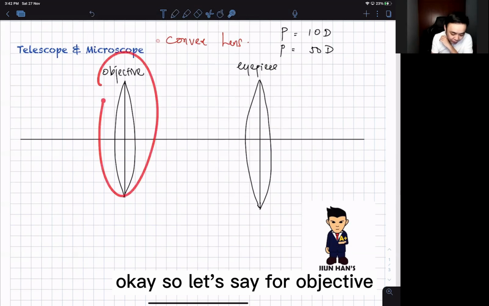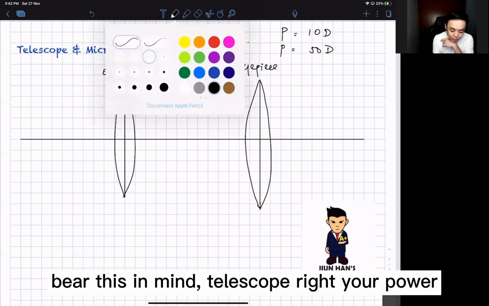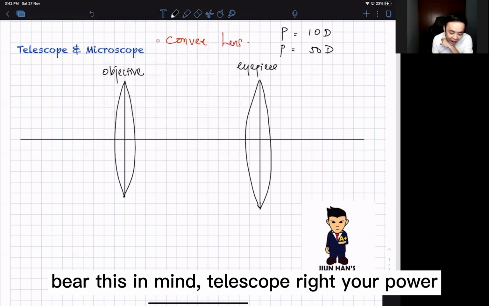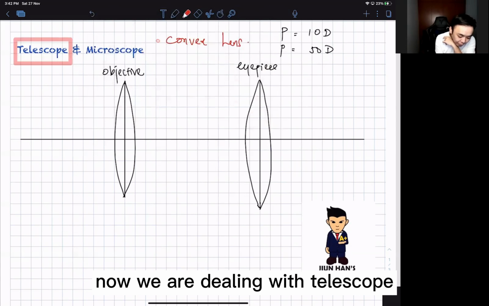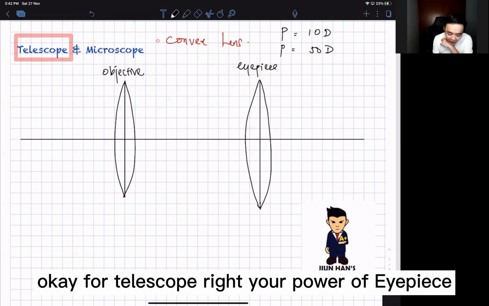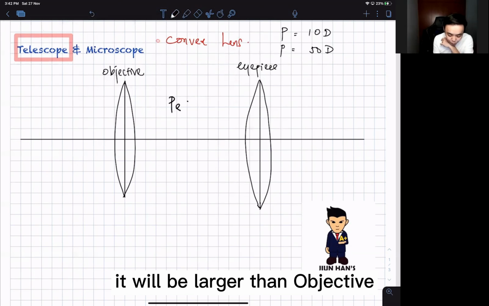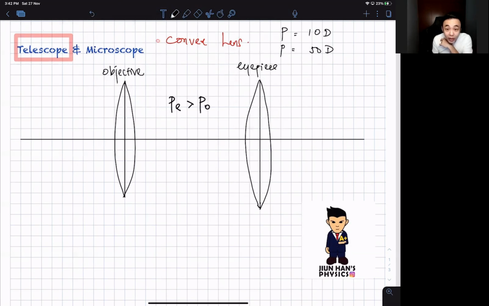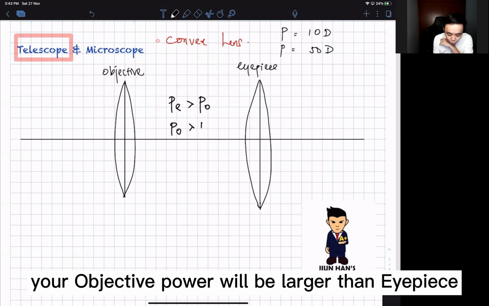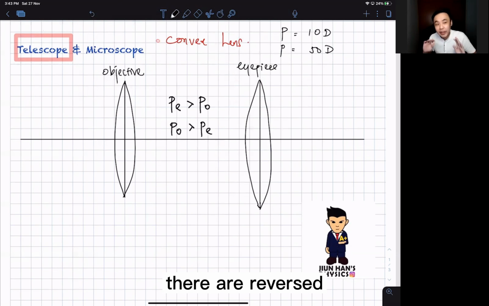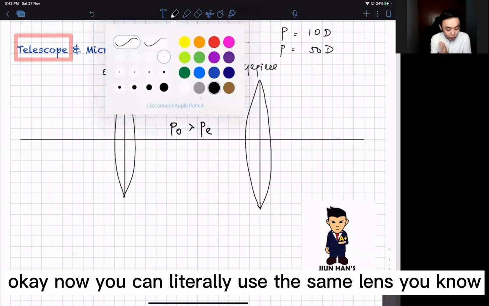So let's say for telescope, the power of the eyepiece will be larger than the objective. Whereas for your microscope, your objective power will be larger than the eyepiece. So as you can see, they are reversed. Now you can literally use the same lens.